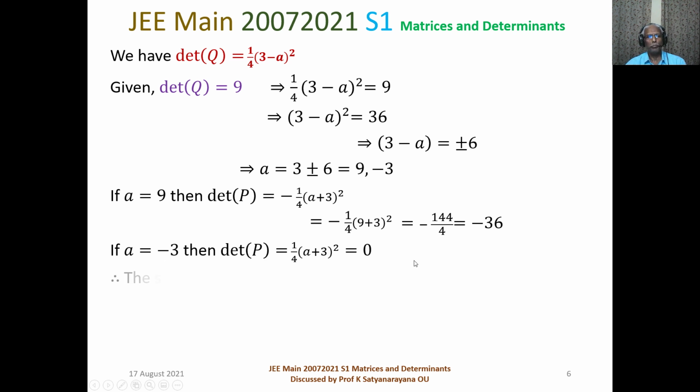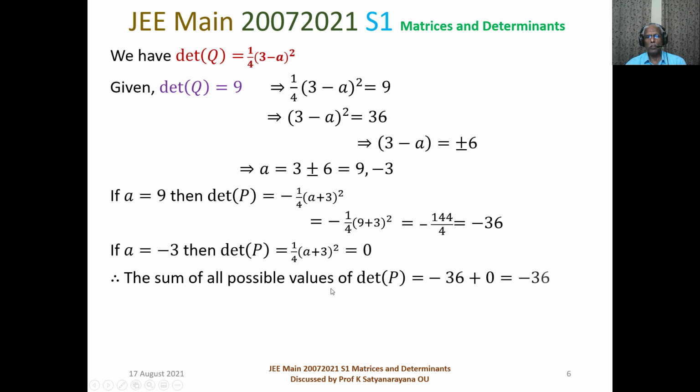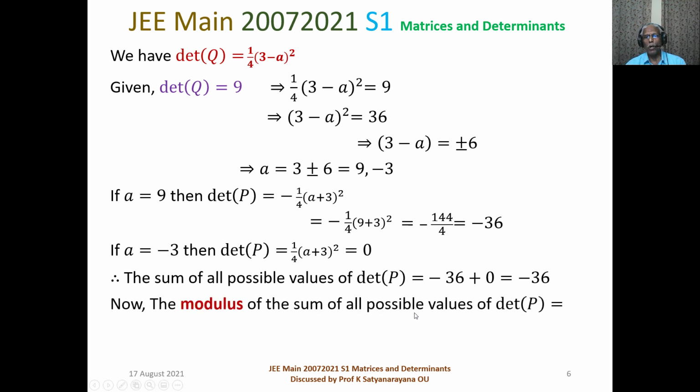The sum of all possible values of the determinant of P: how many possible values did we get? We got two possible values, one is minus 36 and the other is 0. The sum will be equal to minus 36. But what we want is the modulus of the sum of all possible values of the determinant of P. So we take the modulus of minus 36, and the mod of minus 36 is equal to 36.